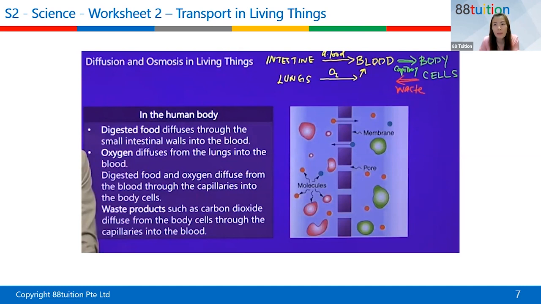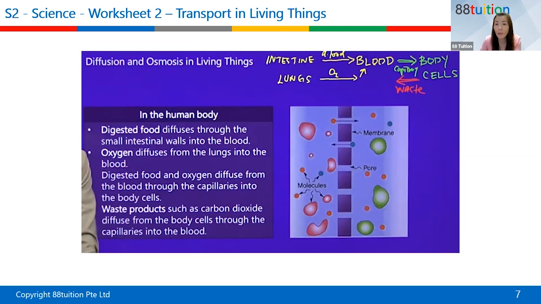You only learn that digestion takes place and then the smaller food molecules go into the blood and move around the body. What exactly happened? It happens by diffusion. All right. Okay, and what is this all about?